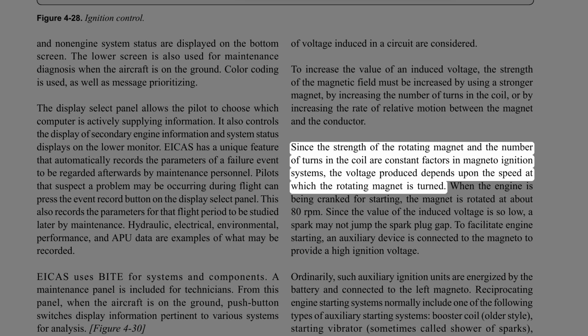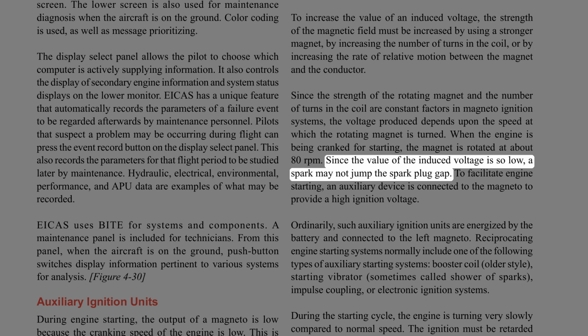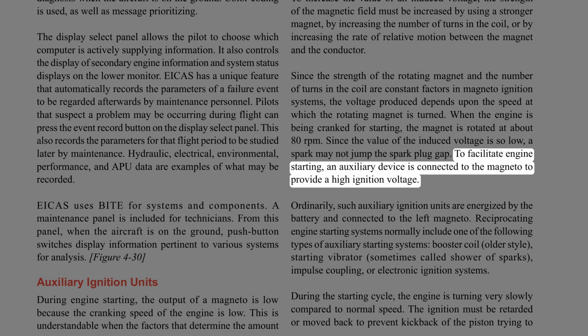Since the strength of the rotating magnet and the number of turns in the coil are constant factors in magneto-ignition systems, the voltage produced depends upon the speed at which the rotating magnet is turned. When the engine is being cranked for starting, the magnet is rotated at about 80 revolutions per minute. Since the value of the induced voltage is so low, a spark may not jump the spark plug gap. To facilitate engine starting, an auxiliary device is connected to the magneto to provide a high ignition voltage.